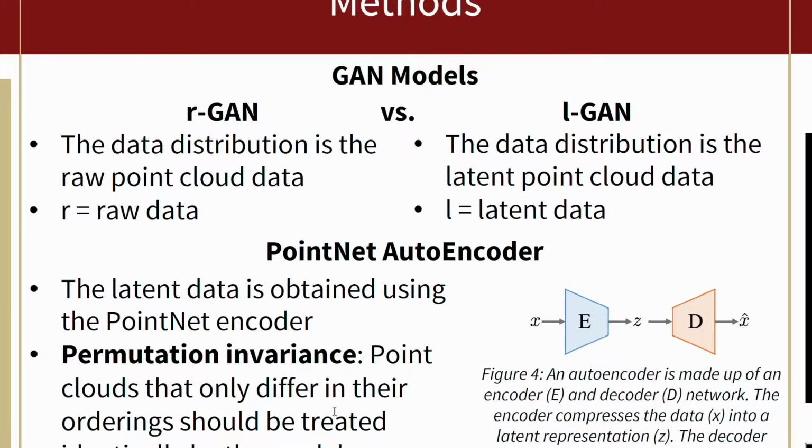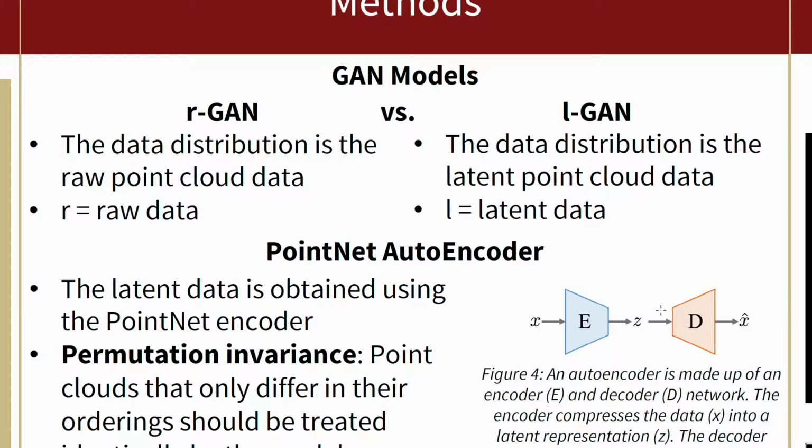PointNet is an autoencoder model, so I'll start by just giving a brief description on what an autoencoder is. An autoencoder is made up of 2 networks, an encoder network and a decoder network. The encoder network takes the point cloud and compresses it into a latent representation Z, and the decoder will reform the point cloud from this latent representation.